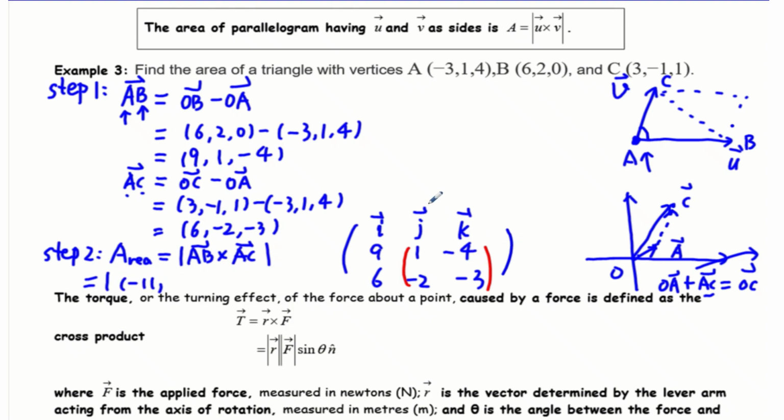And for the j direction, we move the i, j, k to the back. So the j direction is just this part. Negative 4 times 6 minus negative 3 times 9 gives us 3.